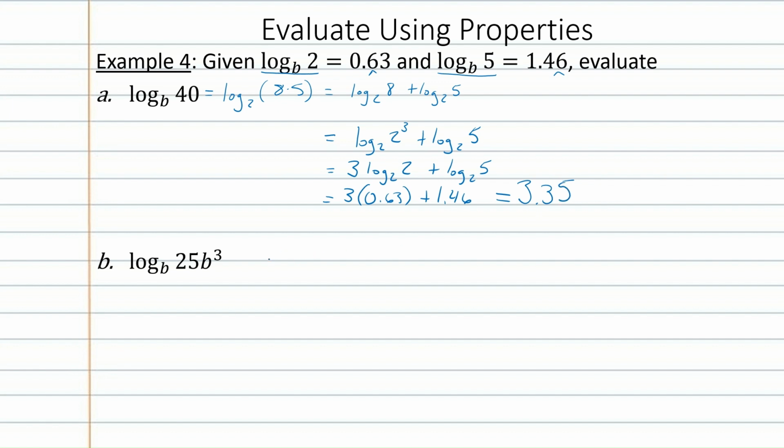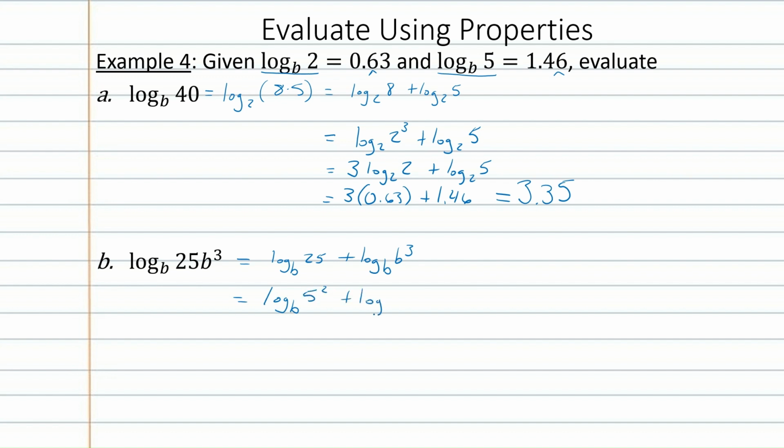Part A. Now for part B, I'm looking at the log base b of 25 times b to the third power. I'm going to go ahead and break this up into two logarithms. It'll be the log base b of 25 plus the log base b of b to the third power. Now, let's focus on the log base b of 25. We obviously know that 5 goes into 25, and 5 squared is 25. So I'm going to replace that 25 with 5 squared.